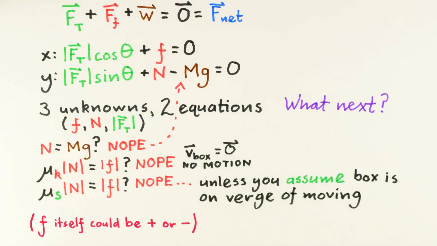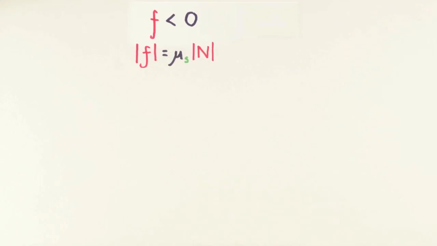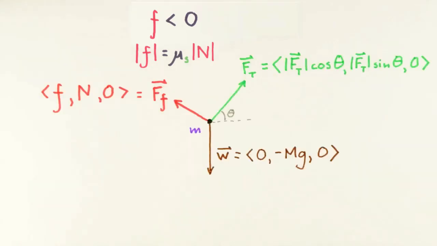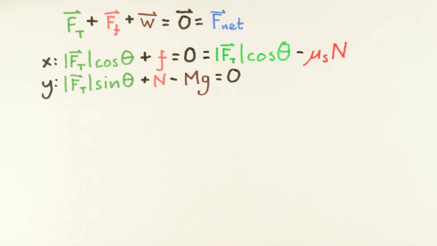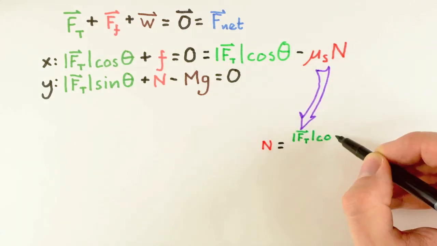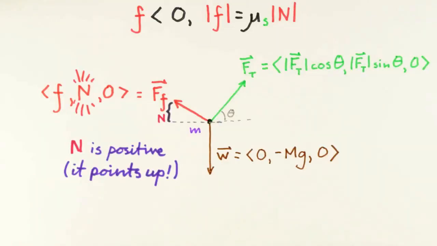So, let's provide that information by making the assumption that the object is on the verge of moving. In that case, we can use our static friction expression in the x equation to express the friction component in terms of the magnitude of the normal component of the floor force, where, from our diagram, we put in explicitly the direction of the friction, which points in the minus x direction. We can now solve this to obtain an expression for the magnitude of the normal force, which we then can use in the y equation, where we see from the diagram that the normal component is positive, so we can put that in explicitly.